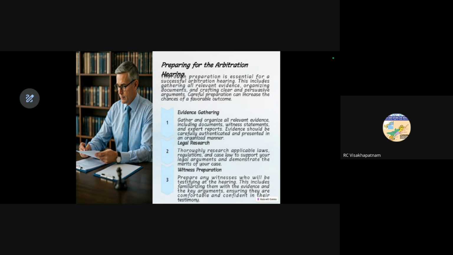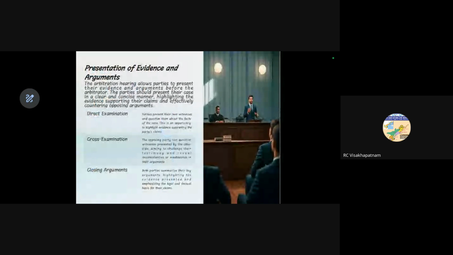Preparing for the arbitration hearing. In the case of an arbitration hearing, what should they do? Evidence gathering, legal research, witness preparation. These all go in the normal case procedure only. Then presenting evidence and arguments: how you can present the evidence and arguments. Once you present the evidence during the arguments, there is a direct examination, a cross examination, and closing arguments.